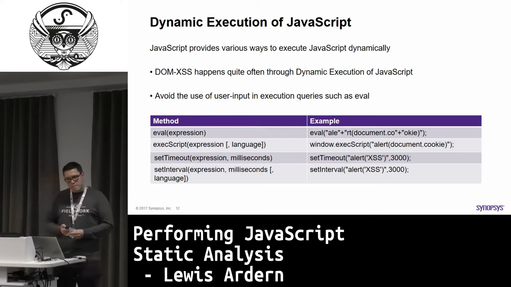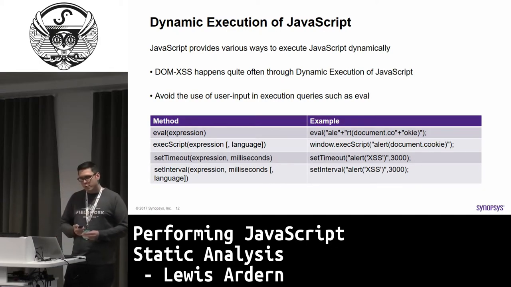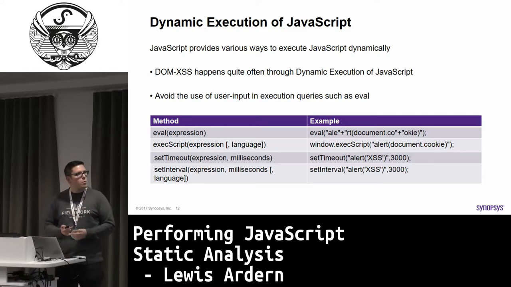So when we think about JavaScript execution, normally you think about cross-site scripting on the browser. Now, of course, with the introduction of Node.js, that changes things, which I'll talk about in a minute. But there are multiple ways to do cross-site scripting, and one of them is basically when data falls inside an evaluation or dynamic expression.